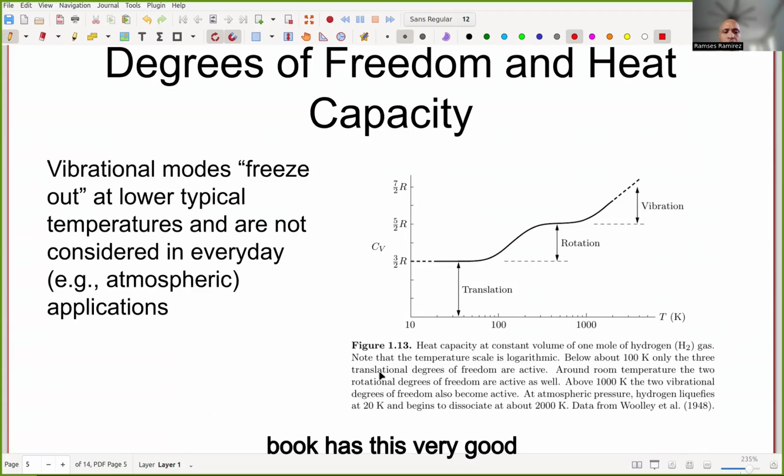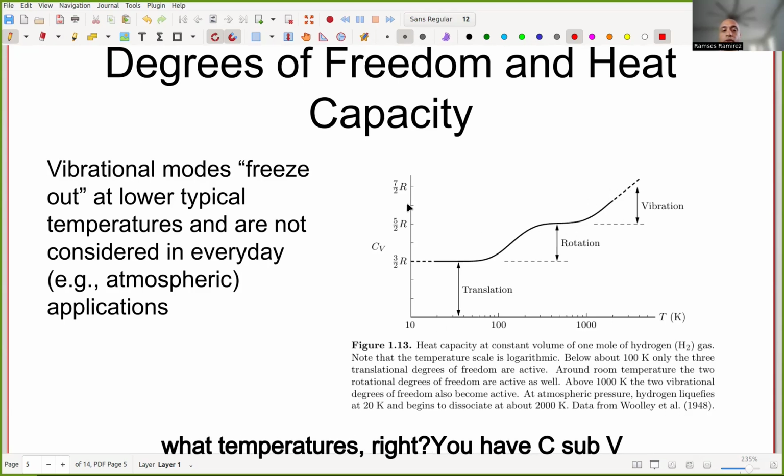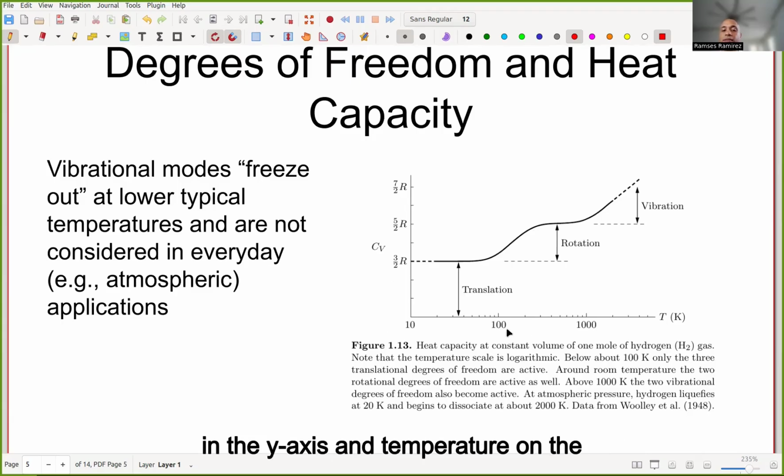So for example, your book has this very good figure of heat capacity, big C sub V, with respect to constant volume, and it plots the translational, rotational, vibrational. It shows where those contribute at what temperatures, right? You have C sub V on the y-axis and temperature on the x-axis in Kelvin. And we can see that at pretty low temperatures, hundreds of K, less than 1,000 or so, it's only the translational and rotational modes that matter, right?